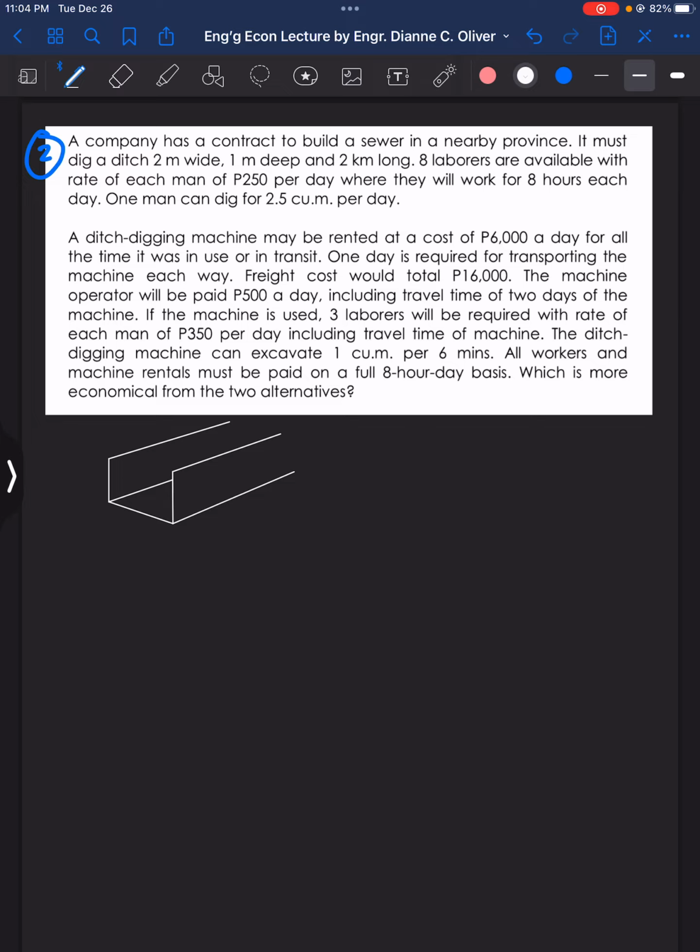So 1 meter deep, 2 meters wide, and then 2 kilometers long. So for the volume, that is equal to 1 times 2 times 2,000, so that is equal to 4,000 cubic meters. So that's the required volume.